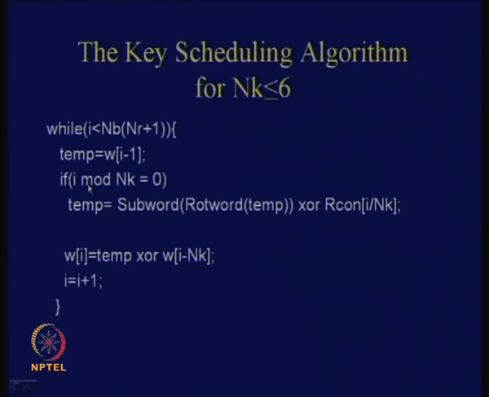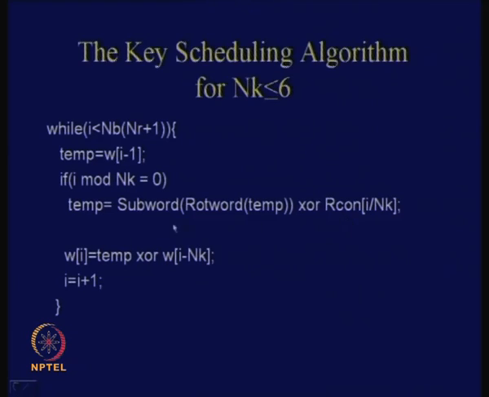So when i becomes equal to 4, then you take mod with Nk, it returns you 0, right. So that is precisely when you are doing this operation, that is, you are taking temp. So temp is equal to W[i-1], that is the previous word, and then you are doing some operations like doing a RotWord followed by a SubWord, and that you are XORing with your round constant.